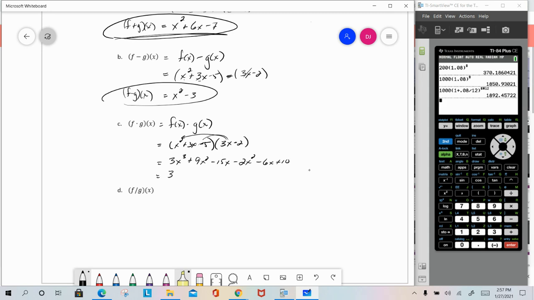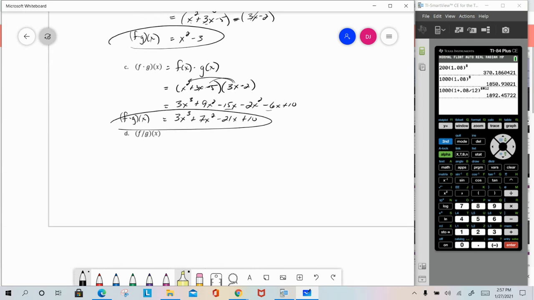We combine our like terms. I've got the x cubed term. Now I've got 9x squared and a negative 2x squared is 7x squared. The negative 15x and negative 6x is a negative 21x. And then now we have plus 10. And that's our f times g of x. Okay, so there's the product of two functions.